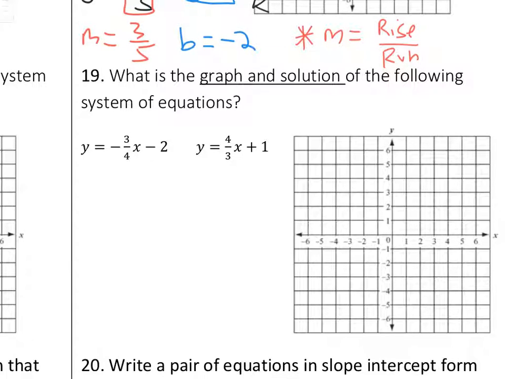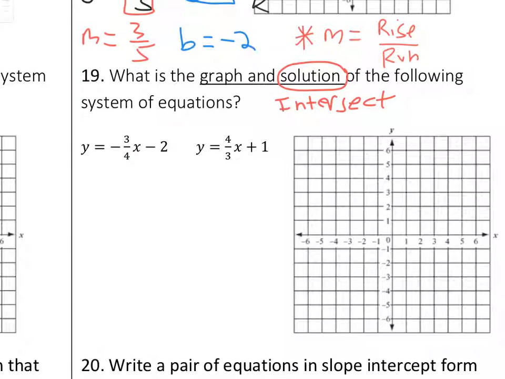Okay, and if you have 2 different colors, this will be a good time to use it. If you only have a pencil, that's fine. It's just a little easier to see with 2 different colors. Remember this, the solution to a system of equations, that is where the lines intersect. So you can put intersect. The solution is where the lines intersect.